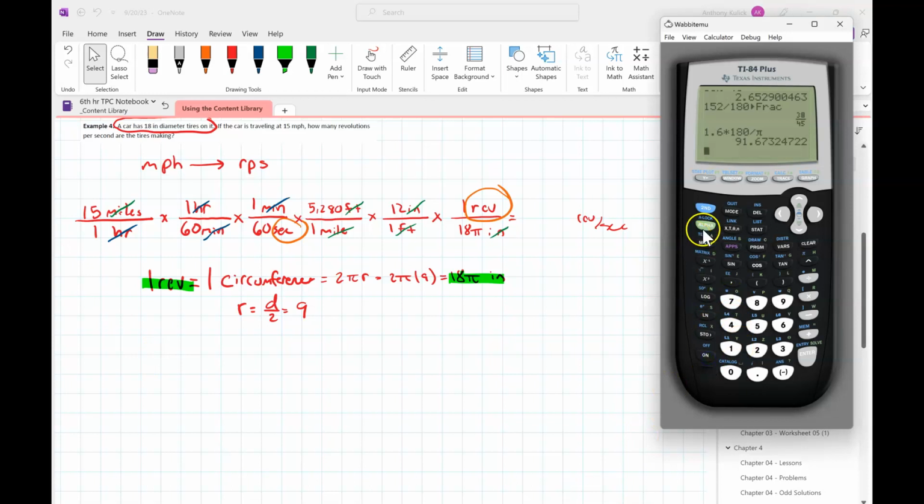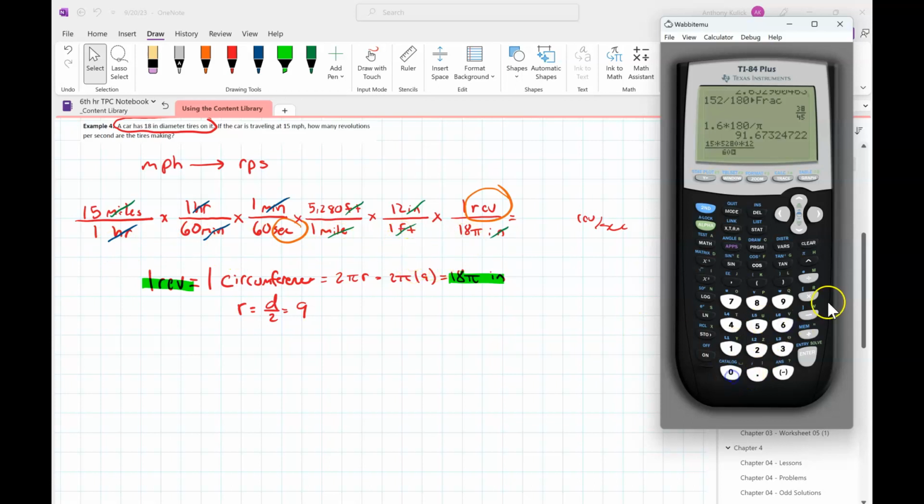Okay, let's type this into our calculator then. My suggestion to you is to use that fraction command that I've shown you guys a bunch of times. So I'm going to alpha y equals and pick that first option. In the numerator, I have 15 times 5,280 times 12. The times 1s don't matter, so I'm not going to write them. Then over 60 times 60 times 18 pi.